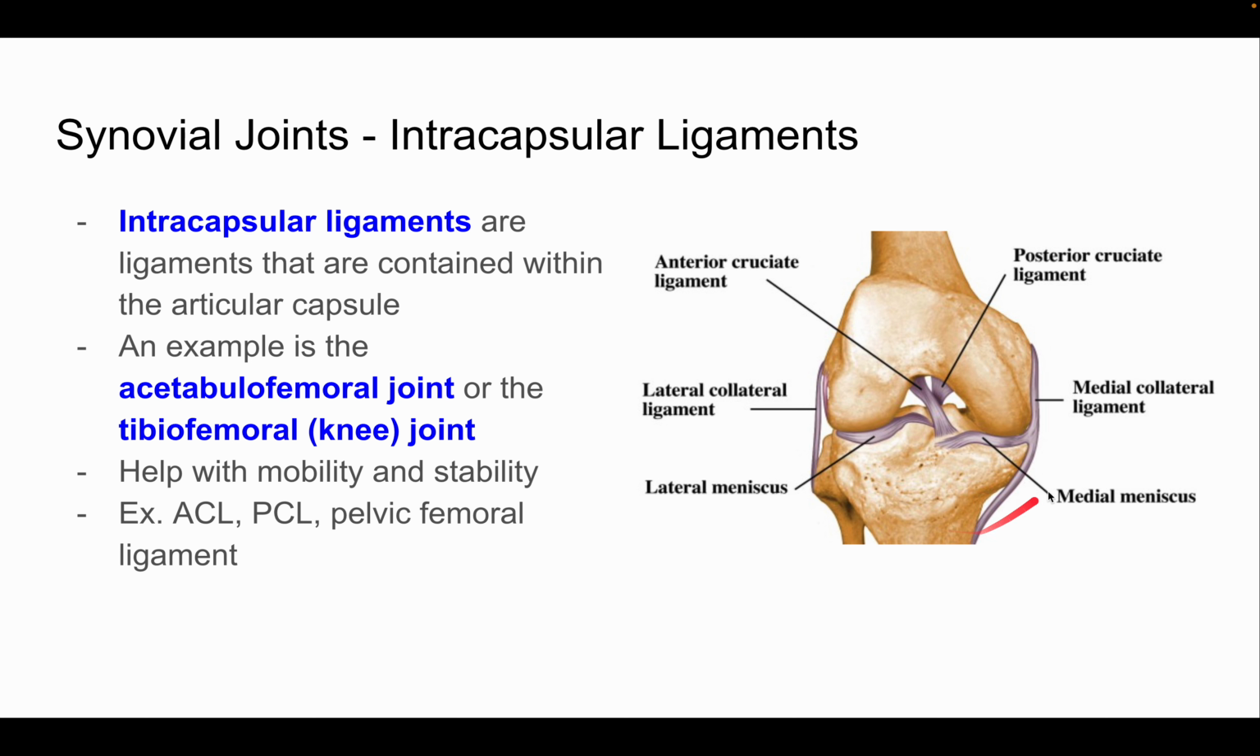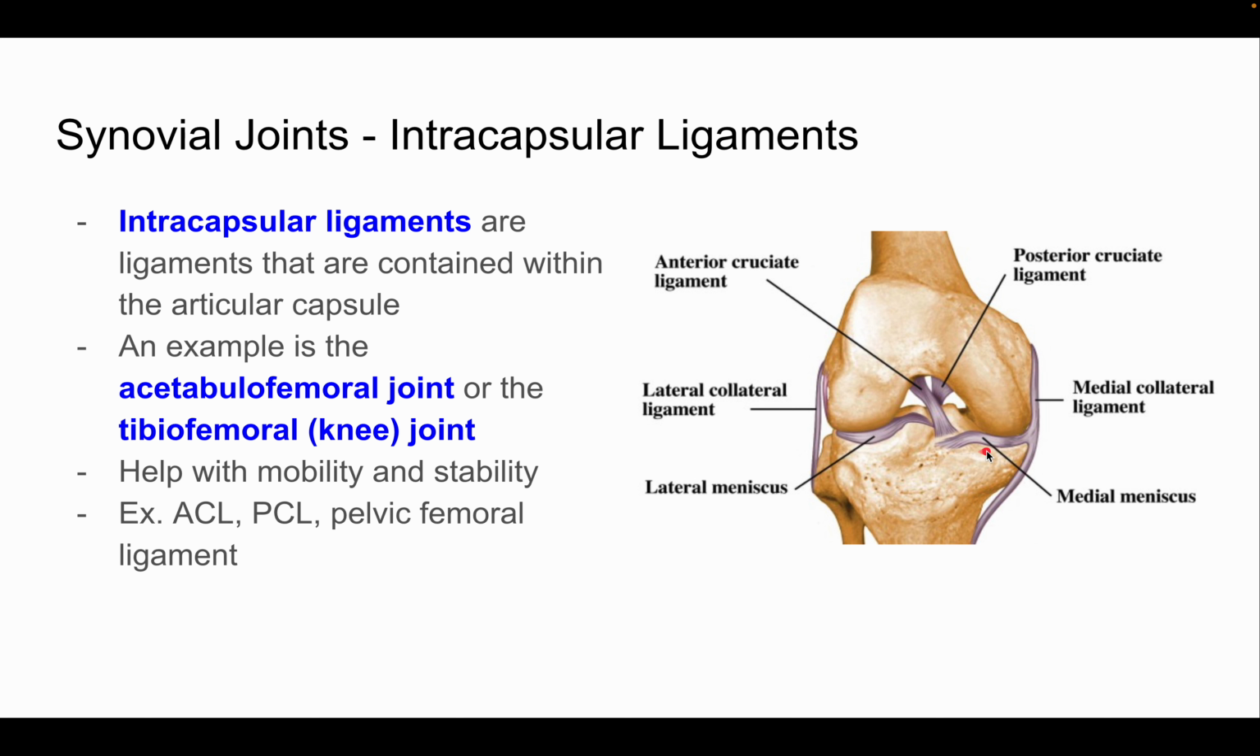There'd be a capsule around this whole joint, around everything here, the medial collateral, lateral collateral, and then you would have a capsule around it. It'd be inside the synovial fluid, and it helps with stability and mobility. And remember, the fovea capitis of the femur has a ligament that runs in there. The pelvic femoral ligament attaches inside of that fovea capitis and inside of the acetabulum.